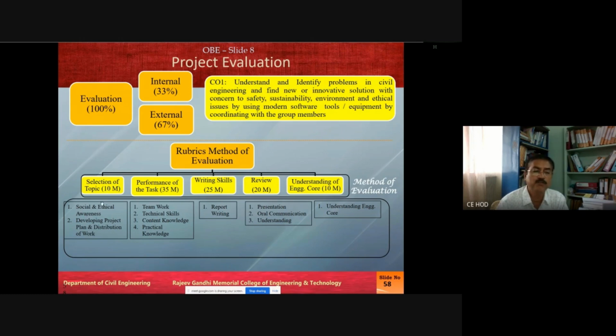The rubrics we have followed for evaluating the project works: selection of topic, 10 marks. That is, we have observed the social and ethical awareness of the project, how they developed the project plan and how they distributed the work. For that, 10 marks. Performance of the task, 35 marks: teamwork, technical skills, content knowledge, practical knowledge. Writing skills, 25 marks. Review, presentation, oral communication and understanding, 20 marks. Understanding of the engineering core, 10 marks. So this is the method of evaluation we have followed for project evaluation, sir.